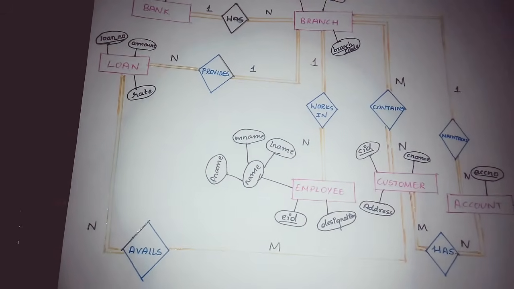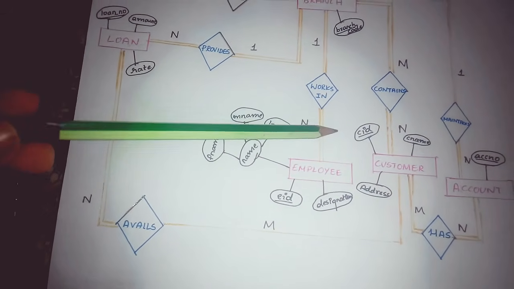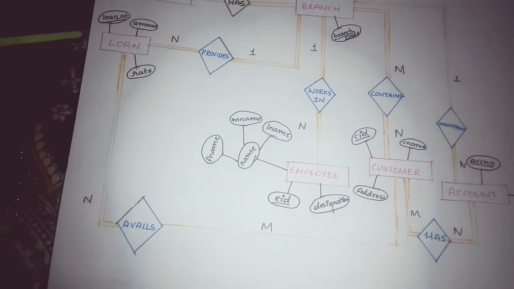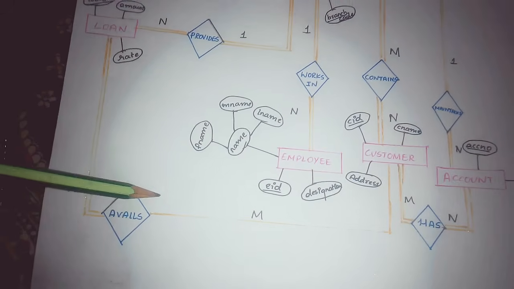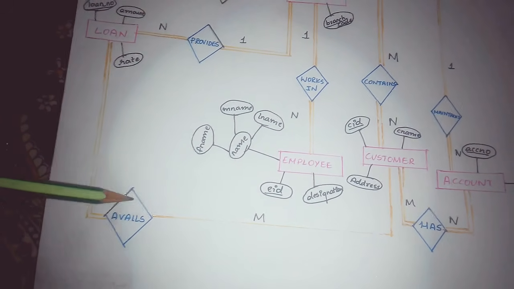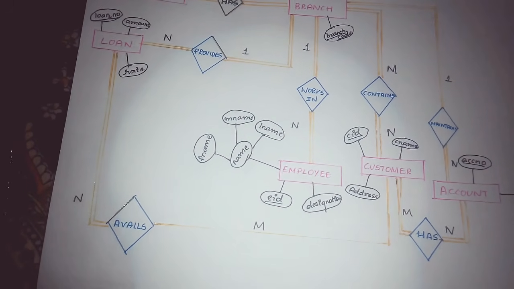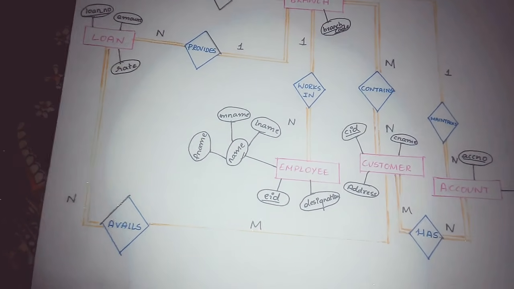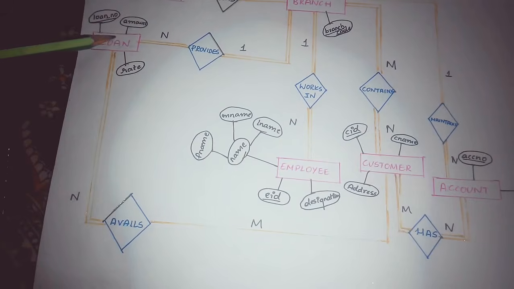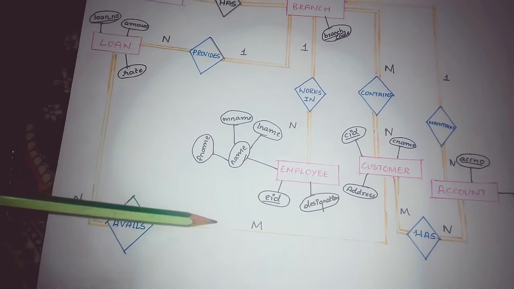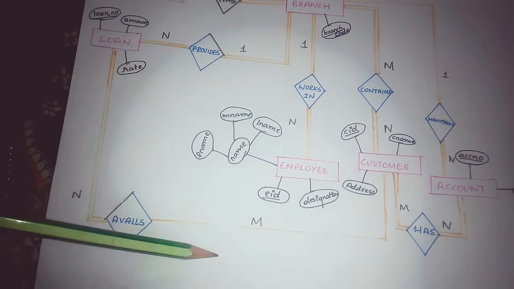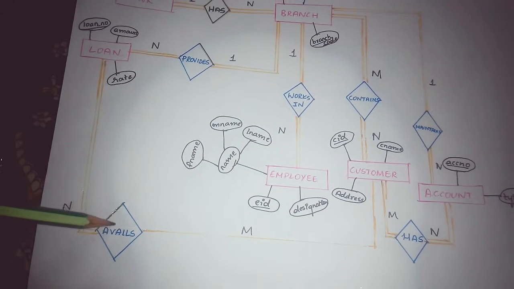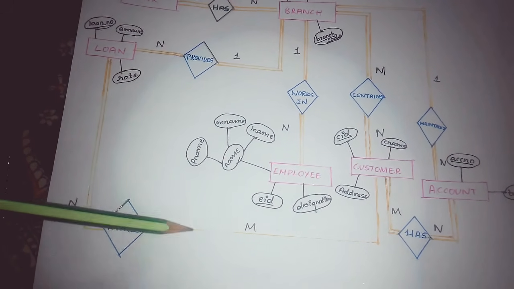Now coming to loan and customer. A customer avails a loan. So now here the participation is partial. That is, a customer, if he wants, he can avail a loan. It is not necessary that he has to avail a loan. So it is partial. If it is required, then only he will avail it. So its participation is partial.